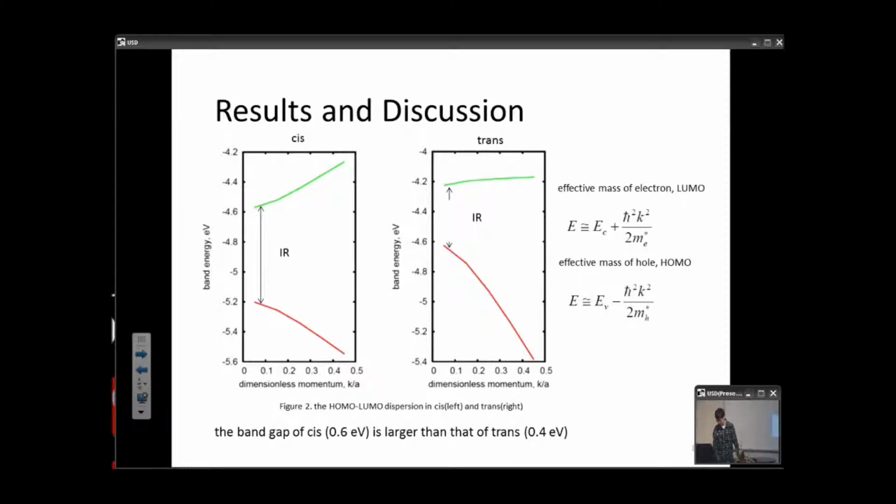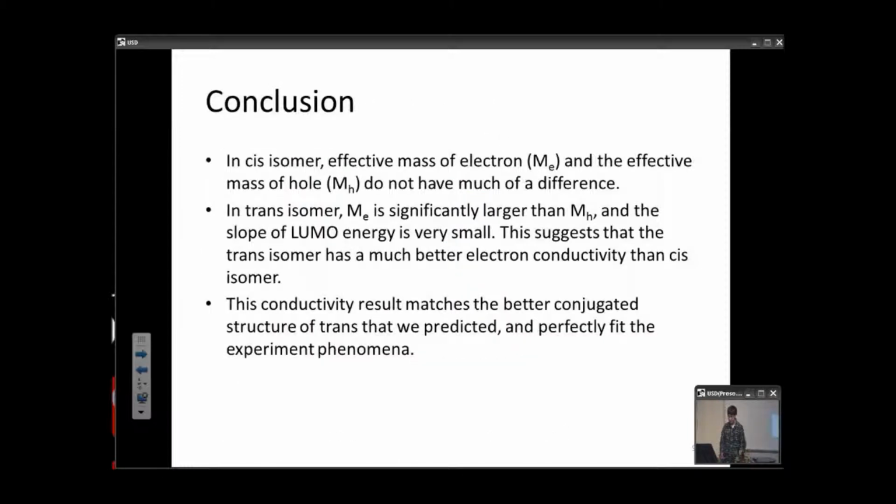And for the band gap, we can see the cis has 0.6 electron volts, and the trans only has 0.4. This also indicates, on the other hand, better conductivity for the trans.